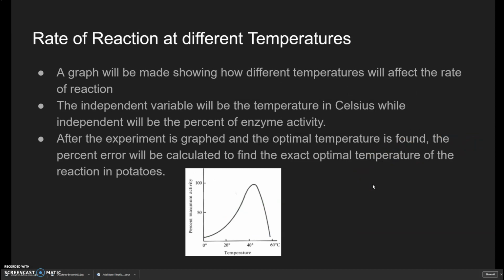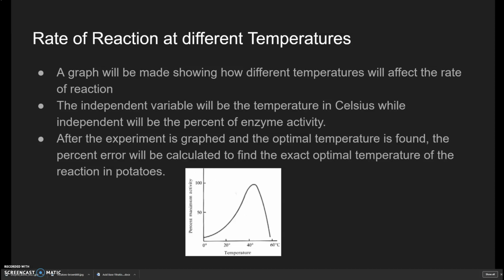So, the rate of reaction at different temperatures. This is my experimental design. First off, a graph will have to be made showing how the different temperatures will affect the rate of reaction. The independent variable will be the temperature in degrees Celsius, while the dependent variable will be the percent of enzyme activity. After the experiment is graphed and the optimal temperature is found, the percent error will be calculated to find the exact optimal temperature of the reaction in potatoes.